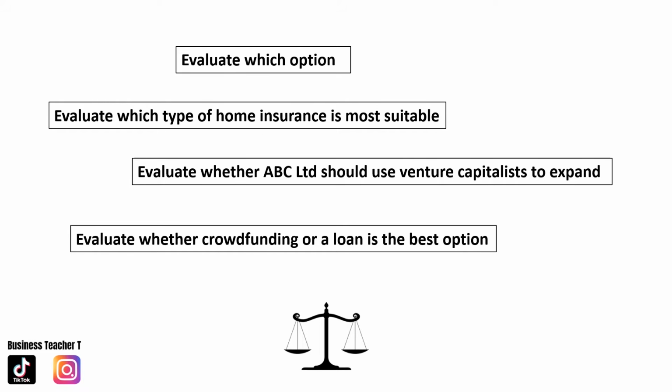You'll find a 12 marker in section A, the personal finance section, and that's the one that tends to require you to evaluate financial products. And you also find a 12 marker in the business finance section as well, section B.